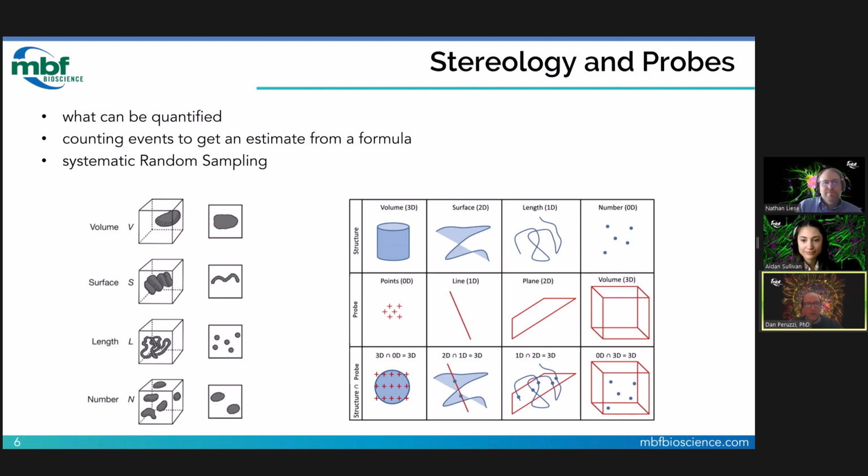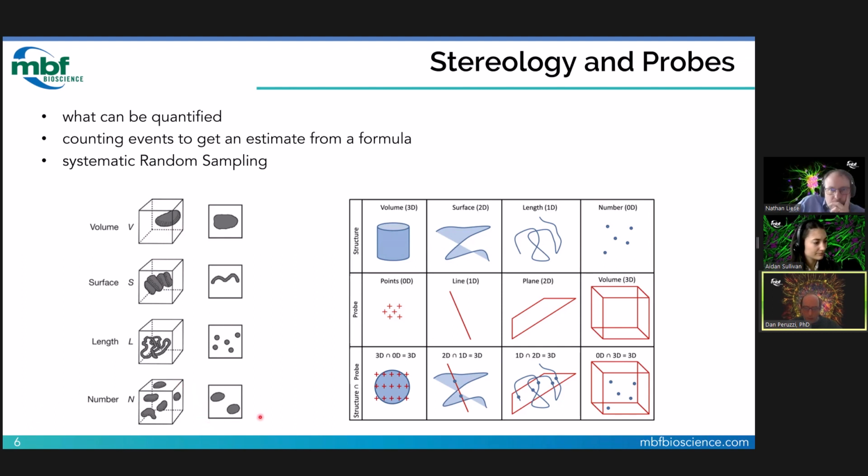So you want to estimate number, but I'd like to remind you that if other things come up in your study, we have other probes in Stereo Investigator, and we can also estimate length, surface, and volume. But let's concentrate on number for now. So at the bottom on the left chart, it shows cells in 3D on the left, and then how you would see them in the microscope on the right.